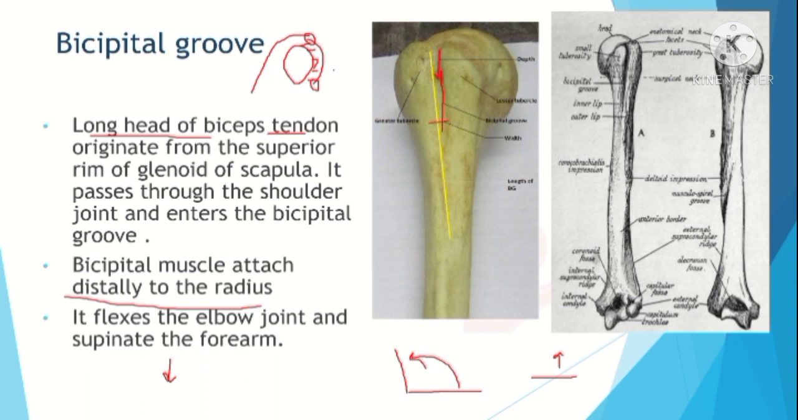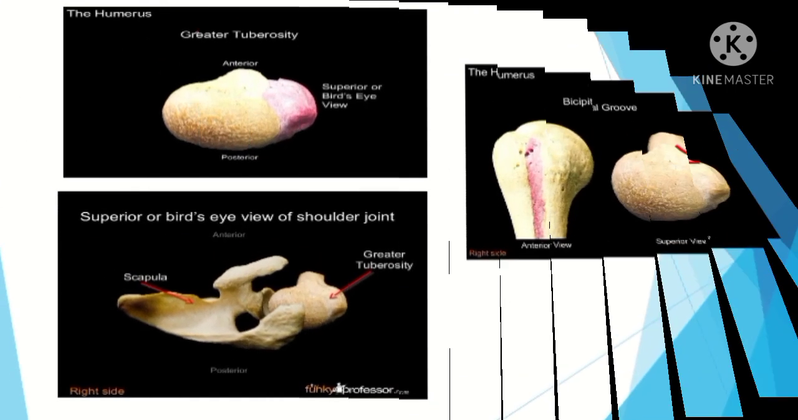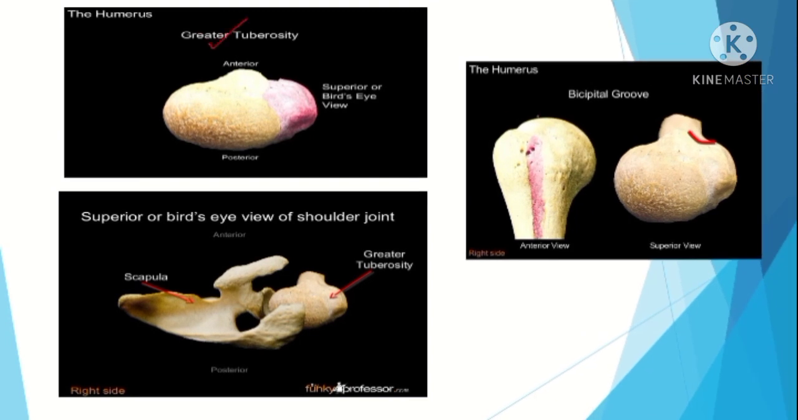Then we learned about the origin and the insertion. Origin is from the superior rim of the glenoid cavity, and insertion is toward the distal end of the radius. This is the picture which we learned today, greater tuberosity. Then we learned about the bicipital groove. See, there are two, there is a hollow, the groove, therefore bicipital groove.